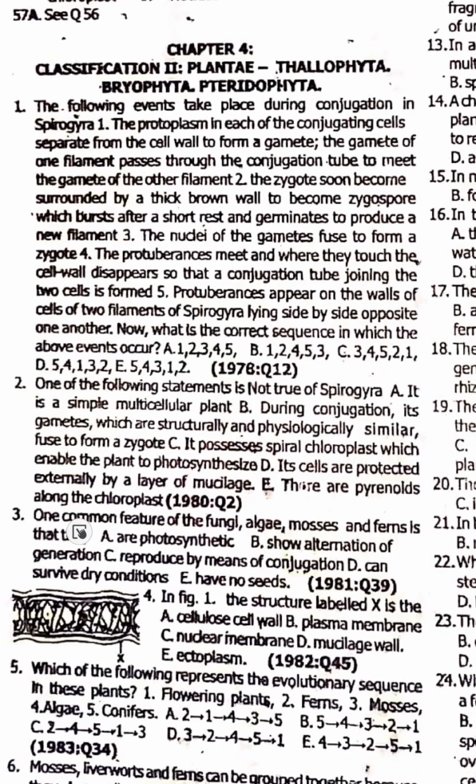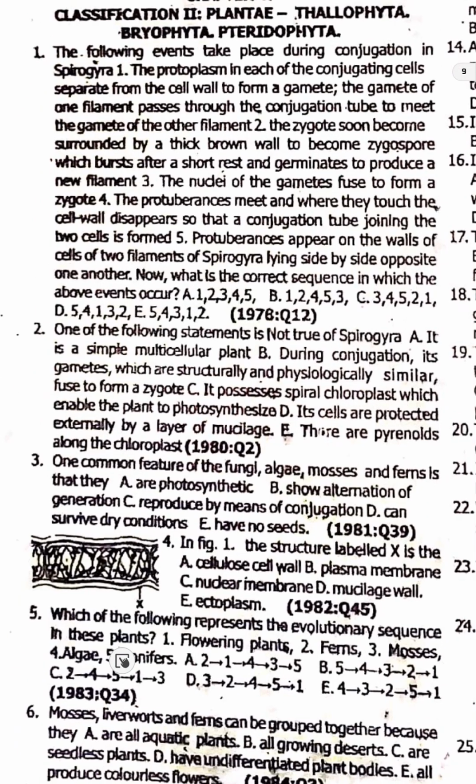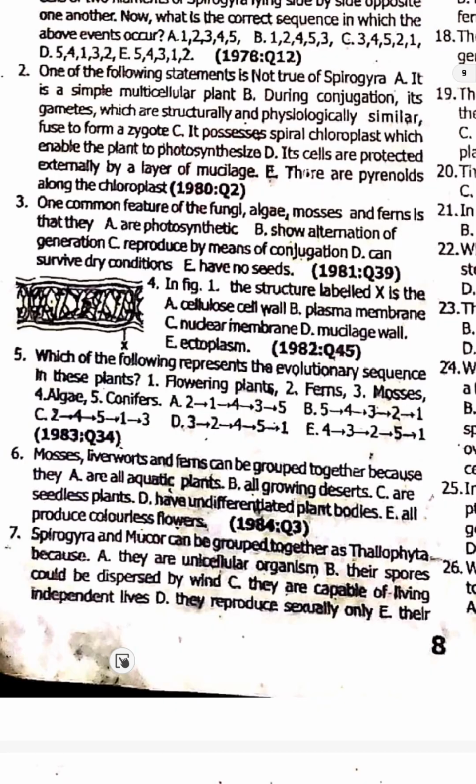Number 3, one common feature of fungi, algae, mosses, and ferns is that they have no seeds, option E. Number 4, this figure below was given to us. The structure labeled X is actually the mucilage wall, option D. Number 5, which of the following represents the evolutionary sequence in this plant?